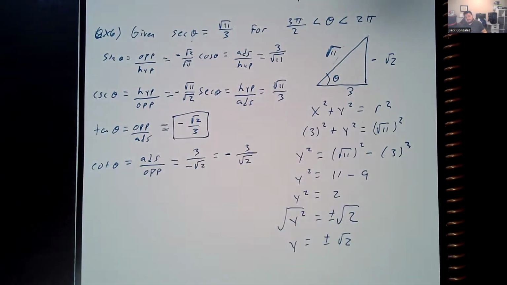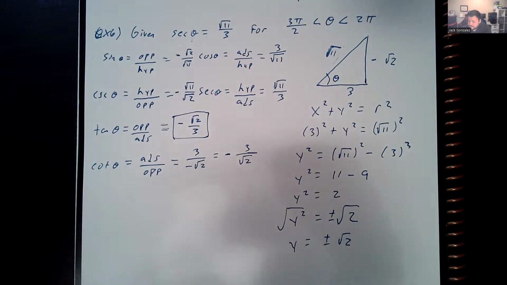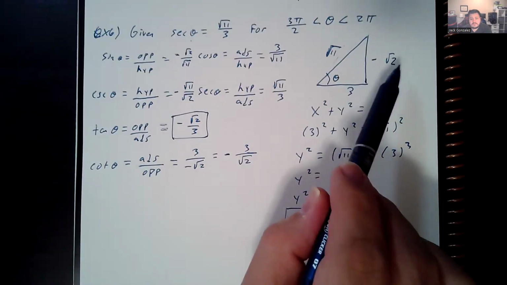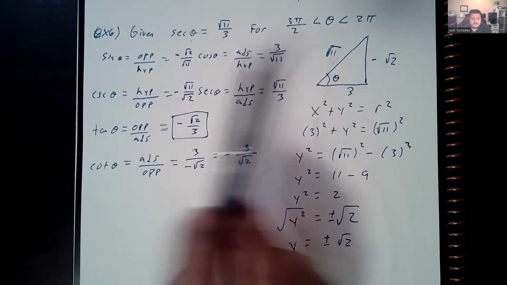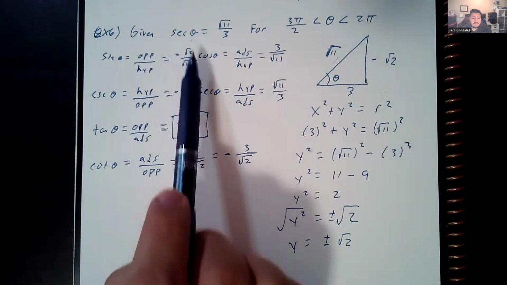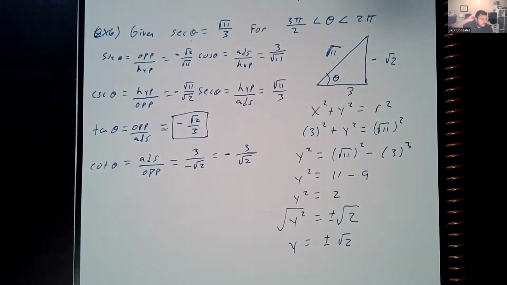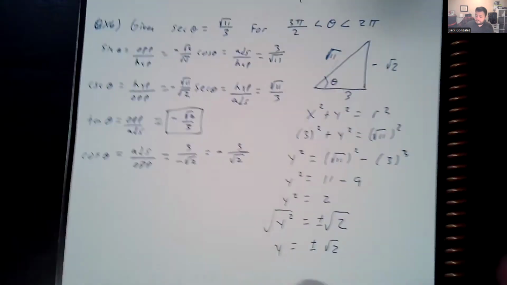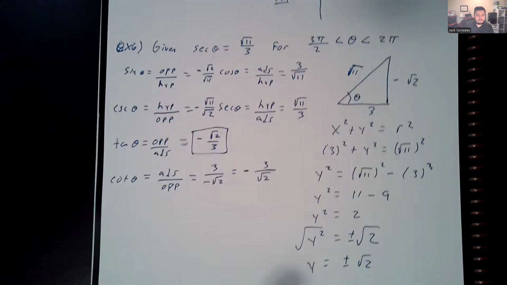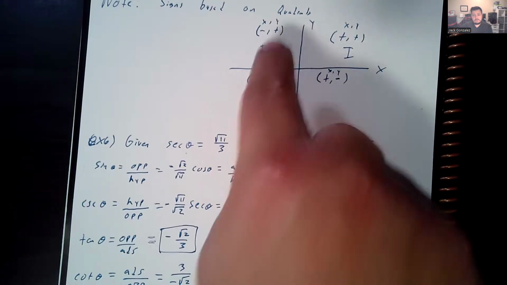So you can see where the negatives go. It's all depending on which one has a y. Anything that has a y in it, or an opposite, it's going to be minus, opposite, minus, opposite, minus. Okay, let's move on to the next one. So remember, if they mention where theta is, you've got to take into account the sign.